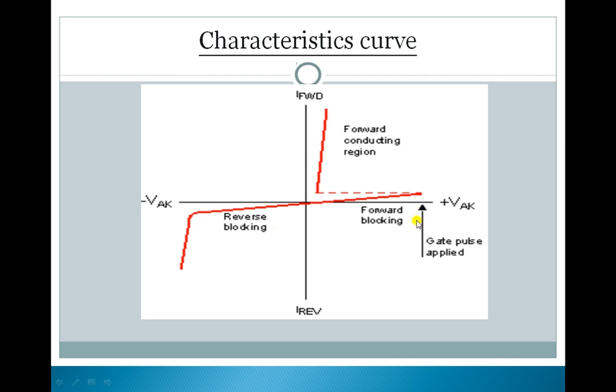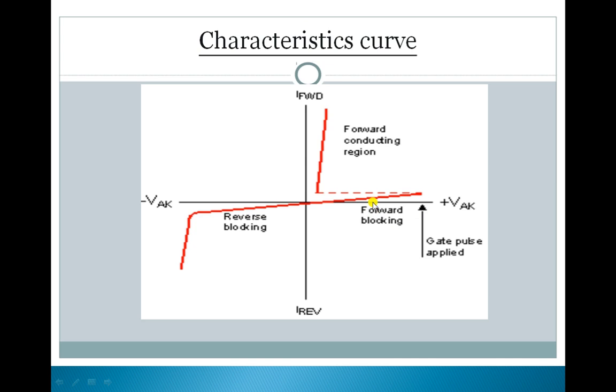Now next is the forward blocking mode. In forward blocking mode, we connect the anode with the positive of the battery and the cathode with the negative of the battery. So junctions J1 and J3 become forward biased, but here also J2 becomes reverse biased. So again the current will not flow. So in both modes, there will be no conduction.